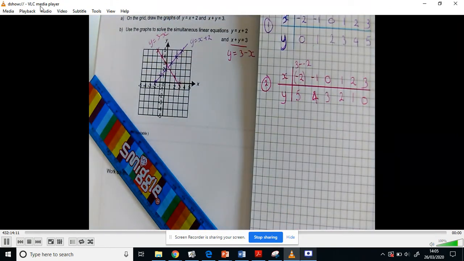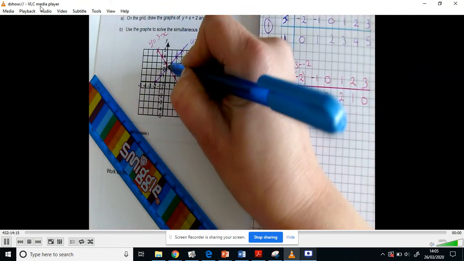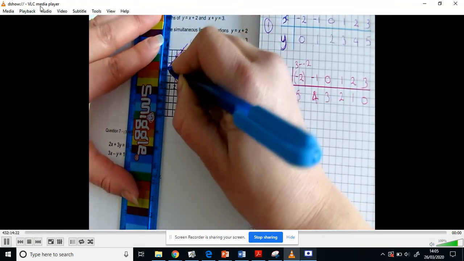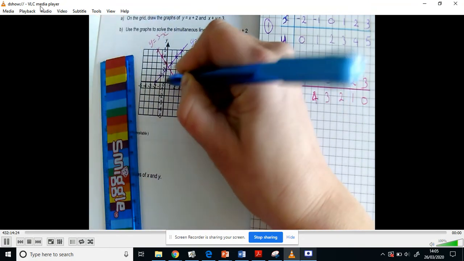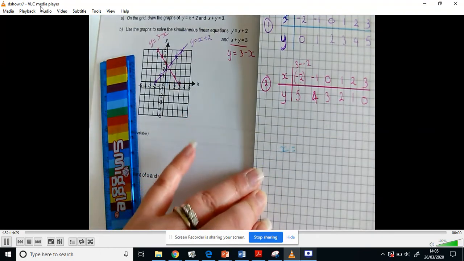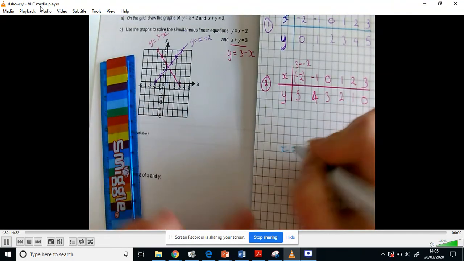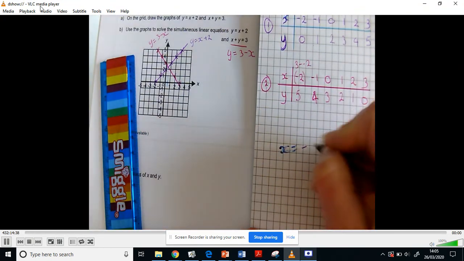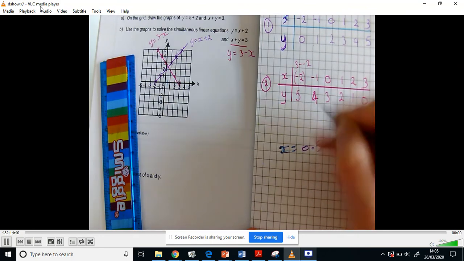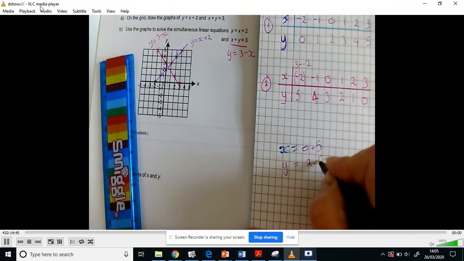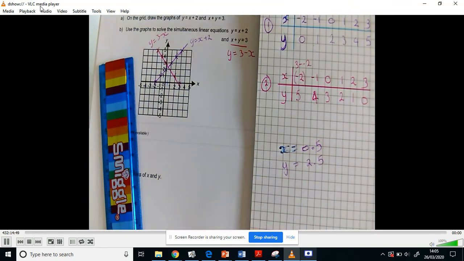Okay. Now at this point, to solve this graphically, I want to look at where these two lines here intersect. So I'm looking at the x value, which I can see is halfway between 0 and 1. So my x is equal to, that's not a very good pen, x is equal, they all seem to have run out, to 0.5, and y we can see is equal to 2.5. Okay, I hope that helps.